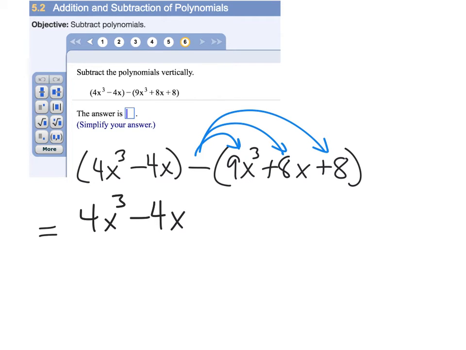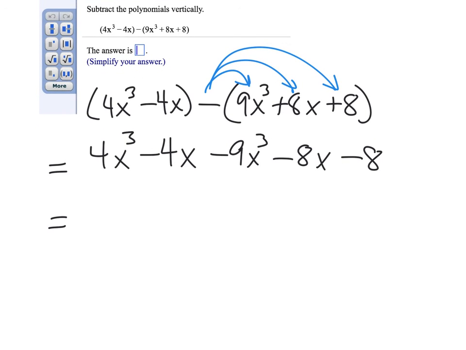We do have the distributive property. So that ends up being negative 9x cubed minus 8x minus 8. Remember, distributing that negative changes the sign of everything to the opposite. And so, what do we have? We have a 4x cubed. Do we have any other like terms? Yep, right here. Minus 9x cubed. So that's negative 5x cubed.